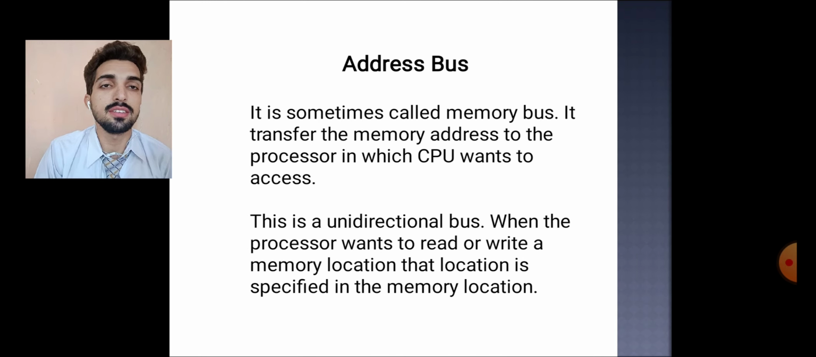Address bus. It is sometimes called a memory bus. It transfers the memory address to the processor which the CPU wants to access. This is a unidirectional bus. When the processor wants to read or write a memory location, that location is specified in the memory address.